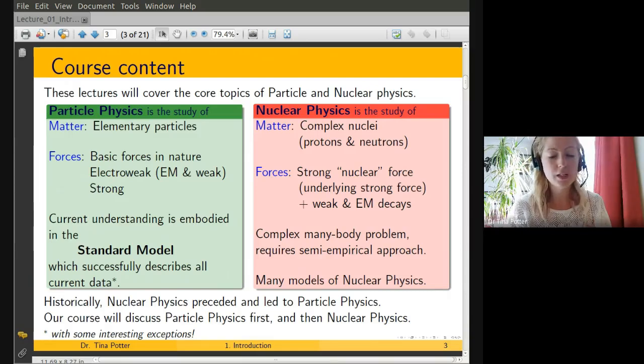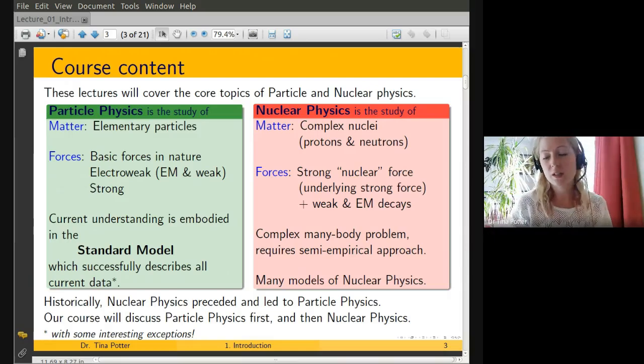And all of these forces and particles, their interactions, are all embodied in something that we call the standard model of particle physics. And it's an extremely successful set of theories that describes all of the data that we see today, with a few interesting exceptions that we will talk about in the course. And then we'll be dealing with nuclear physics after Easter.